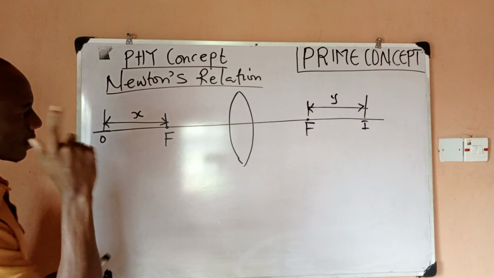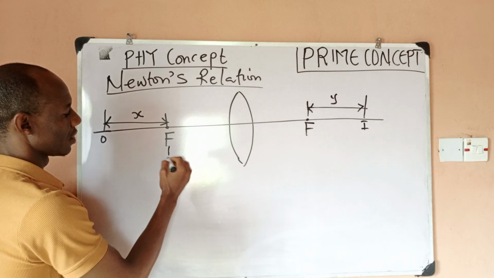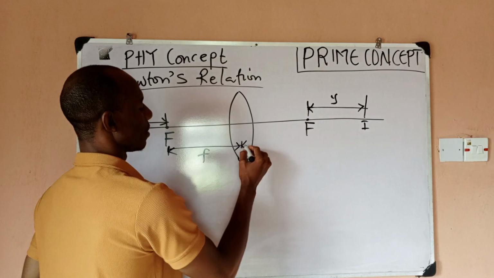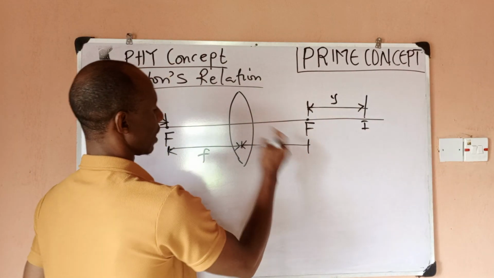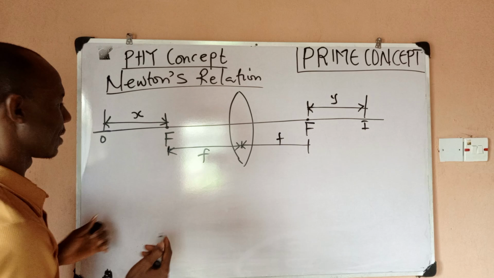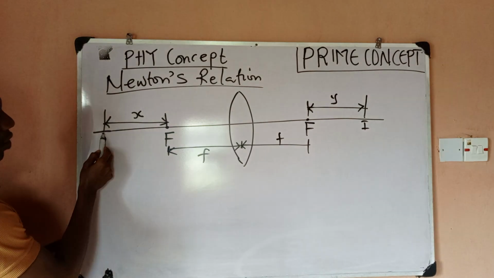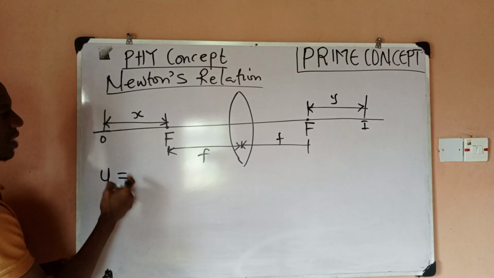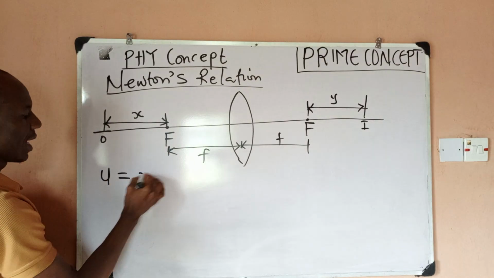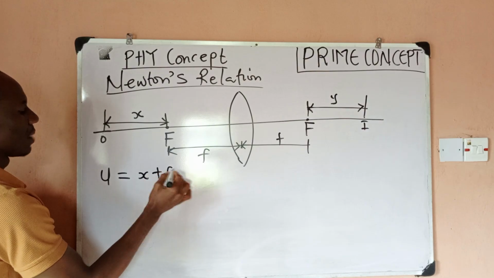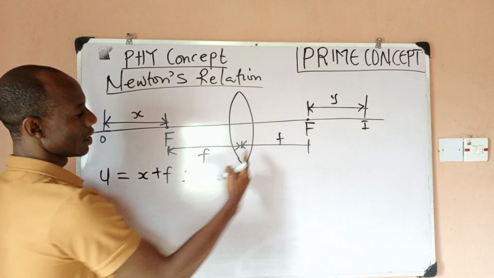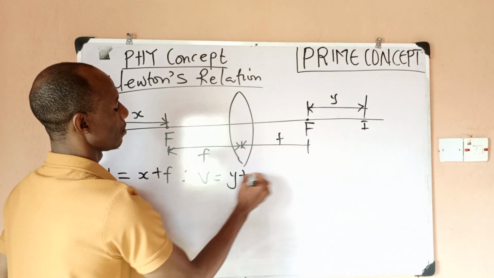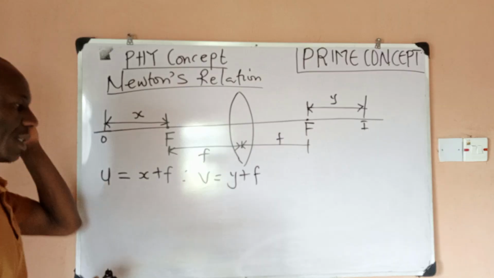Now let's check. We know that the distance from this point, the focal point, to our lens is our focal length. The distance again from our focal point to our lens is our focal length. So that this distance from object to this place, which is u, is actually going to be what now? It's going to be x plus f. So this is my object distance. In same way, the distance from here to here, which is v, is going to be what? y plus f, which is my image distance.